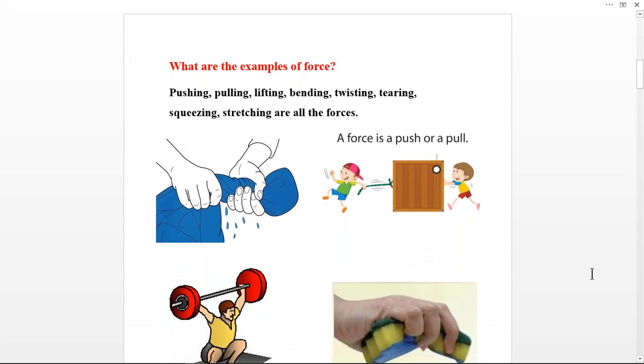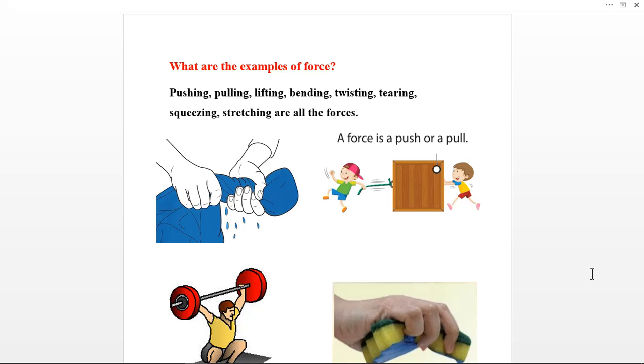First of all, we should know what a force is. We will talk about different examples of force in our daily life. For example, pushing, pulling, lifting, bending, twisting, tearing, squeezing, stretching are all forces. And we use these forces a lot in our daily life. When we are doing anything like pushing, pulling, lifting, it means we are applying a force.